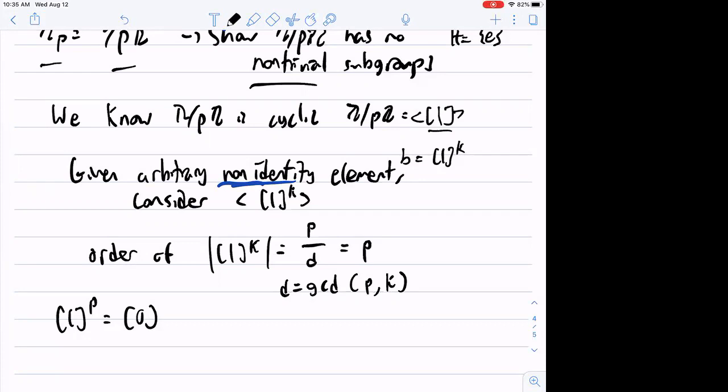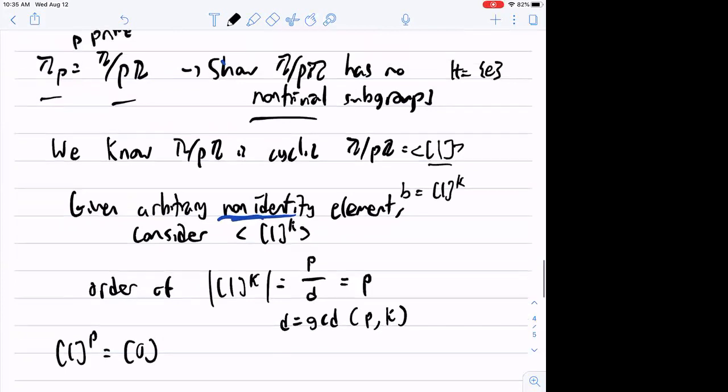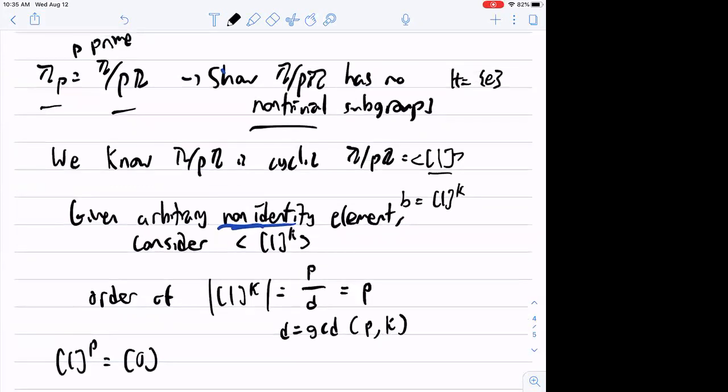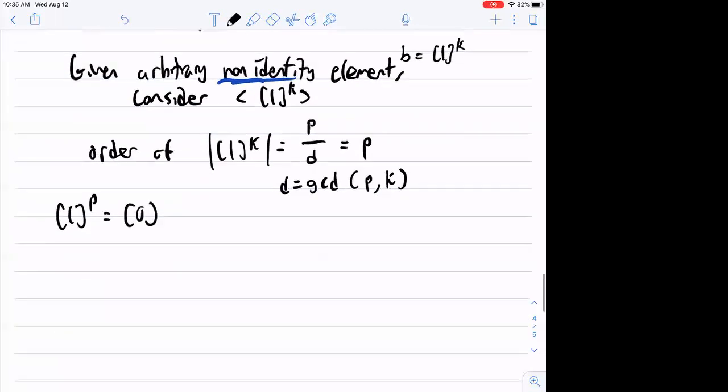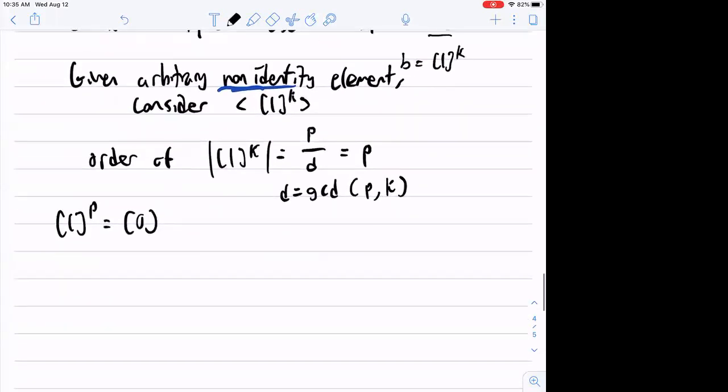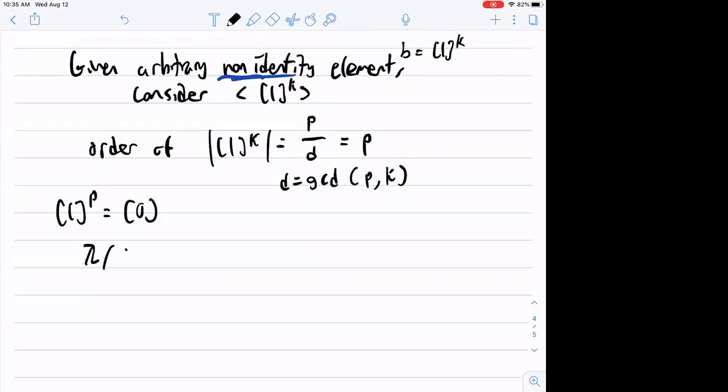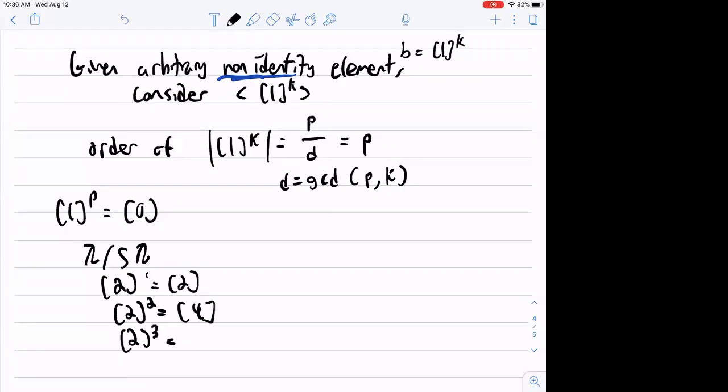In other words, it generates the whole group, because the whole group has order P. So you see that there are no non-trivial subgroups, because any element other than the identity will generate the whole group. You could test it in Z mod 5Z with any element, like 2. 2 to the first is 2, 2 squared is 4, 2 cubed is 6, and 6 mod 5 is 1.